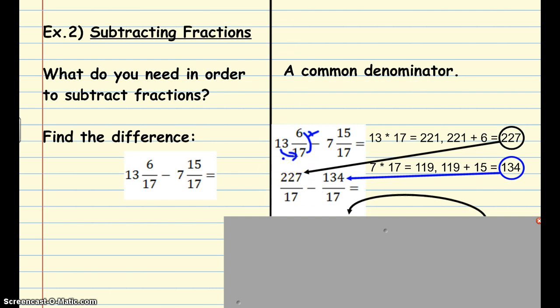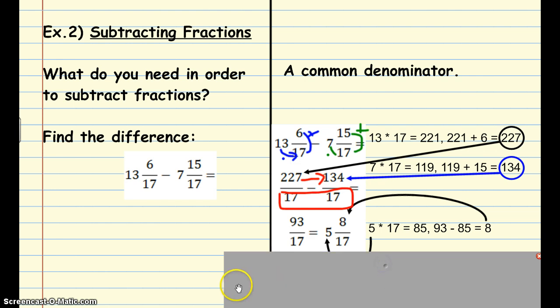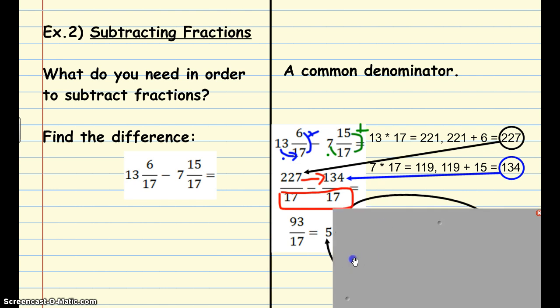And then I'm going to do the same thing here. I'm going to do 7 times 17. That gives me 119. And then I'm going to do 119 plus the 15, and that gives me 134. 134 is my new numerator. And once I have my fractions set up, as long as my denominator is the same, I'm going to keep the denominator, and just like addition, I'm going to subtract my numerators. So I do 227 minus 134, and that gives me 93 over 17.